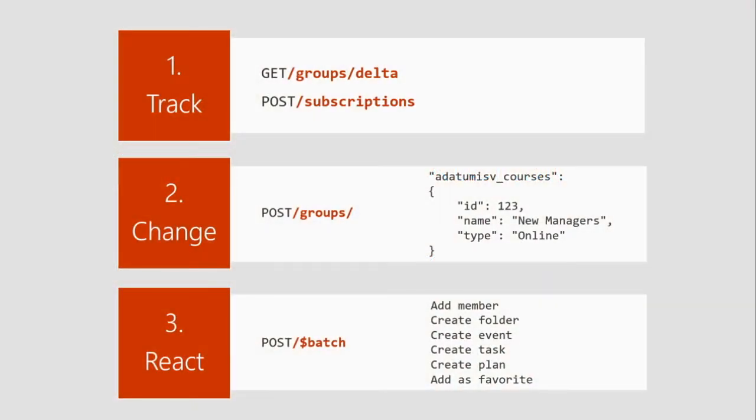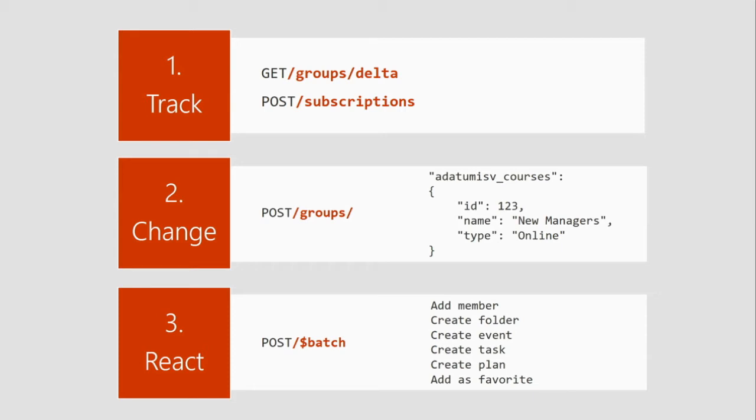And the demo is going to be like this. First, we're going to track data. Second, we're going to change it. And third, we're going to react to it. So we're going to create a group. We're going to create a Delta token on the group collection, so we're going to be listening for the changes that are going to happen on the group resource. Then we're going to create a group and add an extension to that particular group.